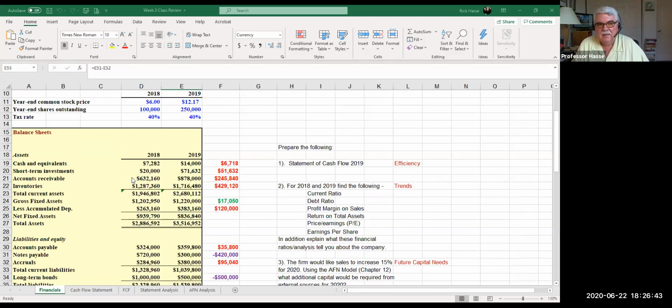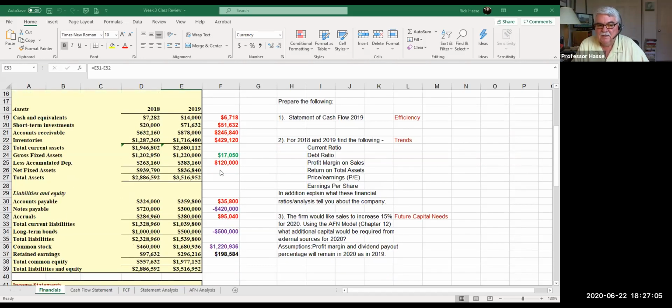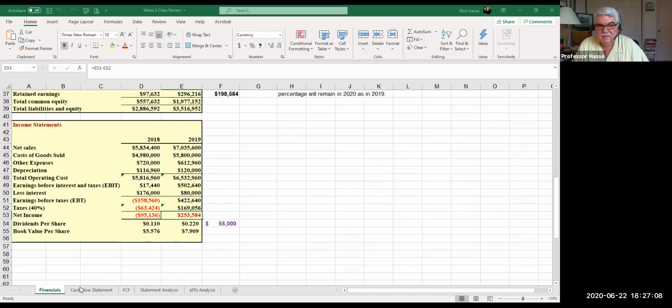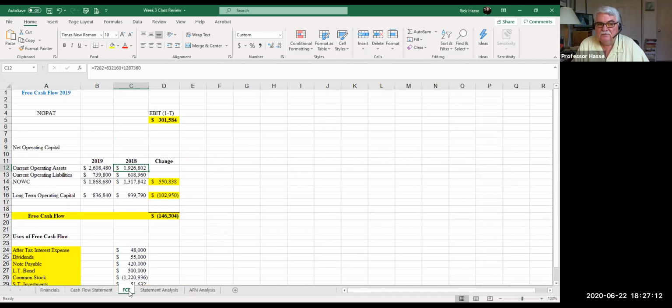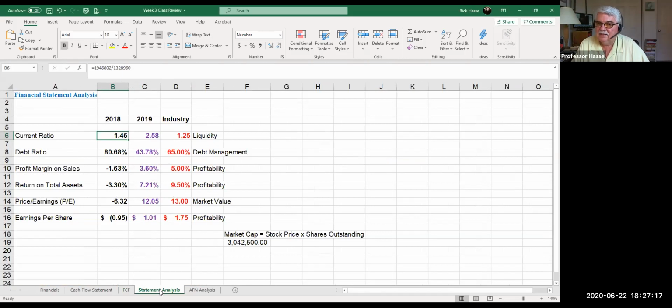financial statements. In week 3, I have this file. You can download it and follow with me this evening, or you can just follow along with me and look at that file later. But this file is the somewhat simple, but true, financial statement of a company for the last 2 years. Their balance sheet, their income statement, their cash flow statement, their free cash flow, and financial statement analysis.